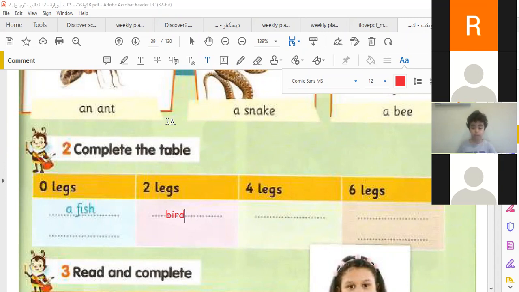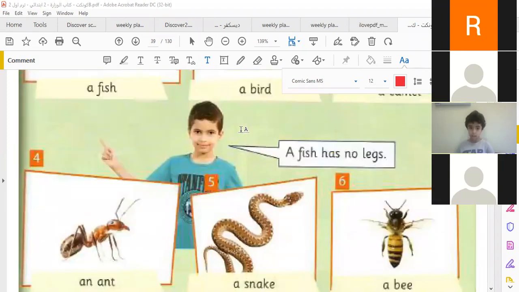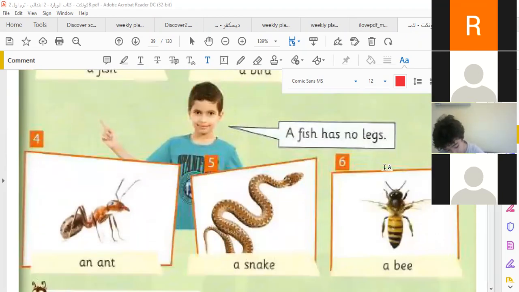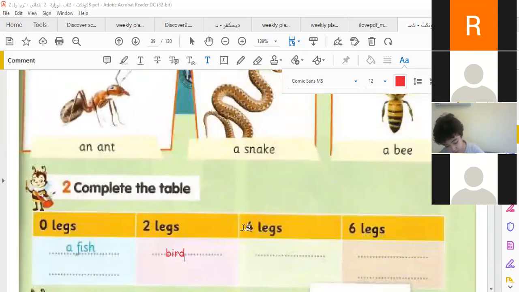Yes. This is a camel. How many legs does the camel have? Four. Excellent. So in four legs, we write camel. Thank you.